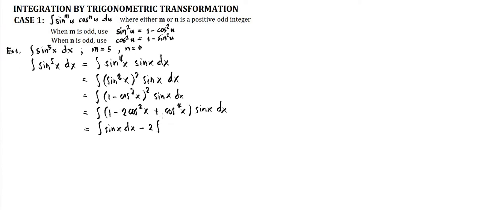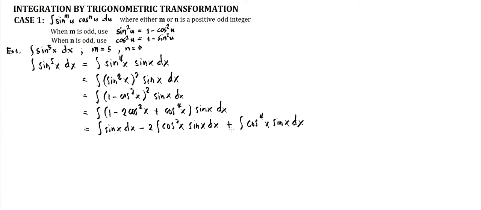And then, sine of x dx times cosine squared x. So, magkakaroon tayo rito ng cosine squared x, and then times sine of x dx. And then plus, meron tayong cosine to the fourth of x times sine x dx. So, magkakaroon tayo ng cosine to the fourth of x and then times sine of x dx.